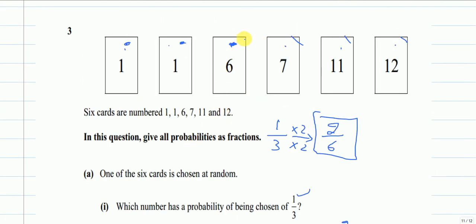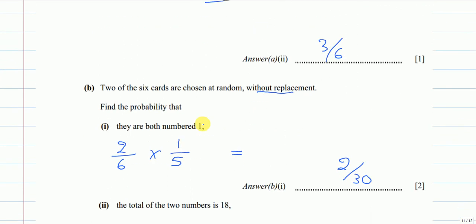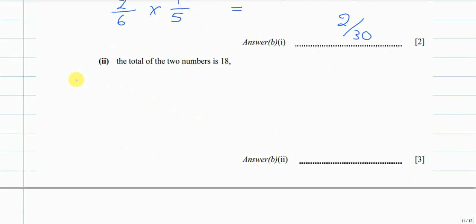6 plus 12 is 18, and 7 plus 11 is 18. So that's the 2 ways we can get 18. If I pick the first card as 6 and the second card as 12, I will get 18. Or if I pick the first card as 12 and the second card as 6, so that's 1.